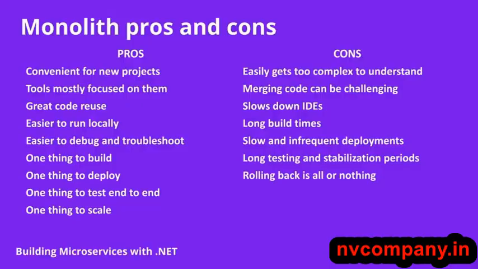Rolling back is all or nothing. Bugs will eventually make their way to deployment, and sometimes there's no time to code and deploy the ideal fix. In these cases, you just want to roll back to a previous version. However, with a monolith, you will be forced to roll back the entire application, not just the faulty model. And once the fix arrives, you will need to redeploy the entire thing again, with all the associated testing and stabilization.